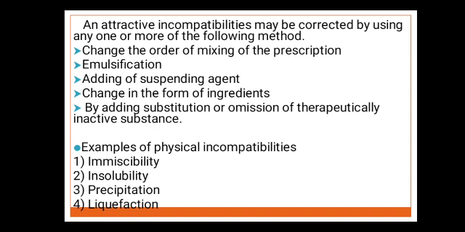Suspending agents are added when your product is insoluble. It may be of the type diffusible solids or indiffusible solids. At that time, the suspending agents are added to disperse the solids into a solvent. Fourth one is the change in the form of ingredients. Change in the form of ingredients means instead of solid you can use the liquid form of ingredients, or instead of liquid you can use a semi-solid, or instead of any liquid or solid you can use semi-solid or liquid ingredients.